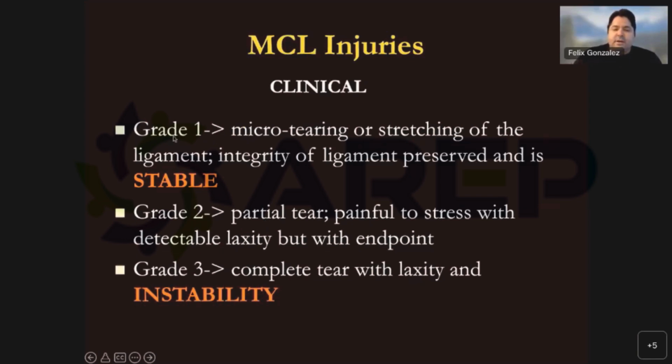In terms of injury, grade 1 is basically a micro tear or compression injury. The integrity of the ligament is preserved, and this is a stable injury. Usually we see that with periligamentous edema superficial to the layers of the MCL. Grade 2 is a partial tear or rupture. Usually during the clinical examination, it's painful to stress, and there might be some detectable laxity. Grade 3 is a complete dissociation, a complete tear, leading to instability and laxity.